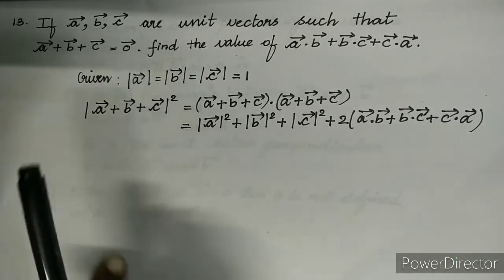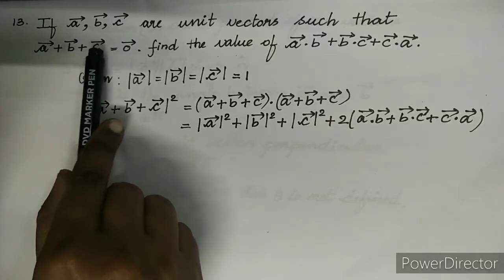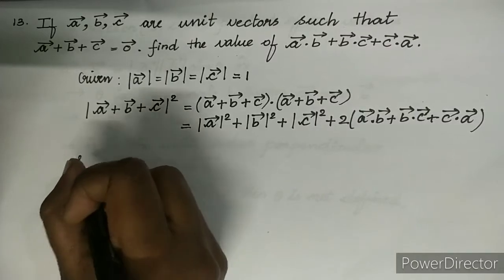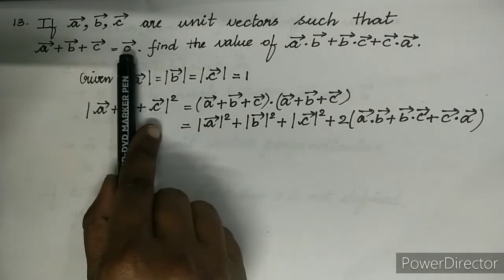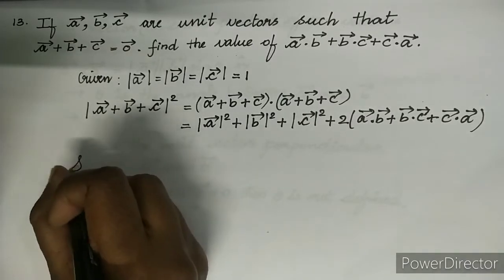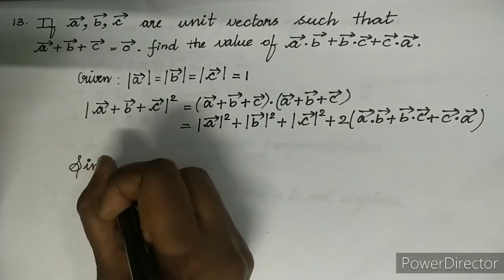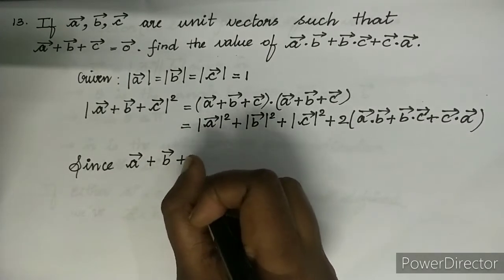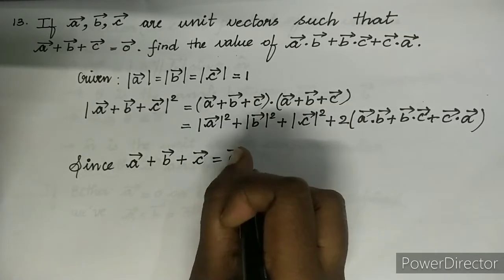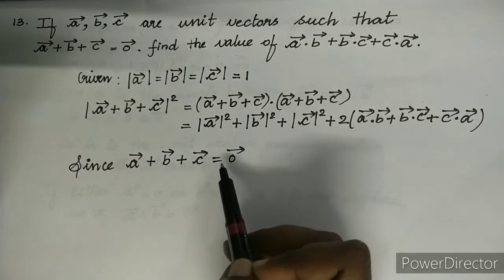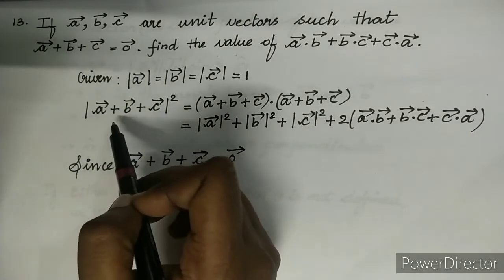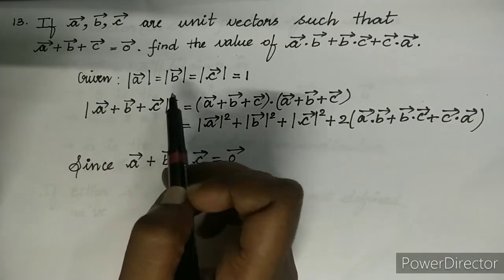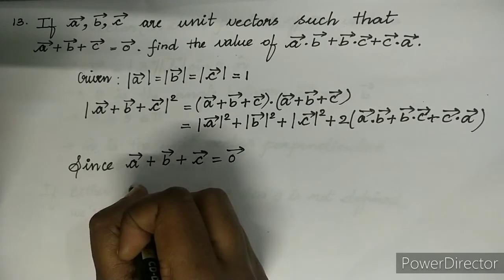And it is given that A vector plus B vector plus C vector is equal to 0 vector. Since A plus B plus C is equal to 0 vector, its magnitude also will be 0. So if you substitute here in the place of the magnitude of A plus B plus C the whole square, you will get 0 square, which is nothing but 0.